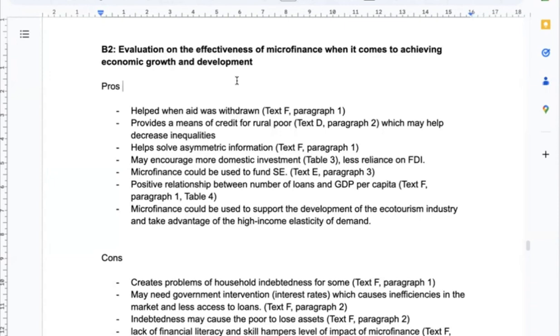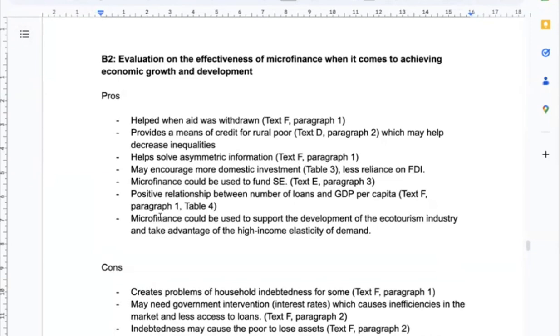Also, since it allows more productive economic activities for the rural poor people, it can help decrease inequalities of the country and help solving asymmetric information in economic activities. Also, microfinance could be used to fund the social enterprise. And there is positive relationship between number of loans and the GDP per capita. Lastly, microfinance could be used to support the development of the ecotourism industry and take some advantage of the high-income country's people visiting the country.